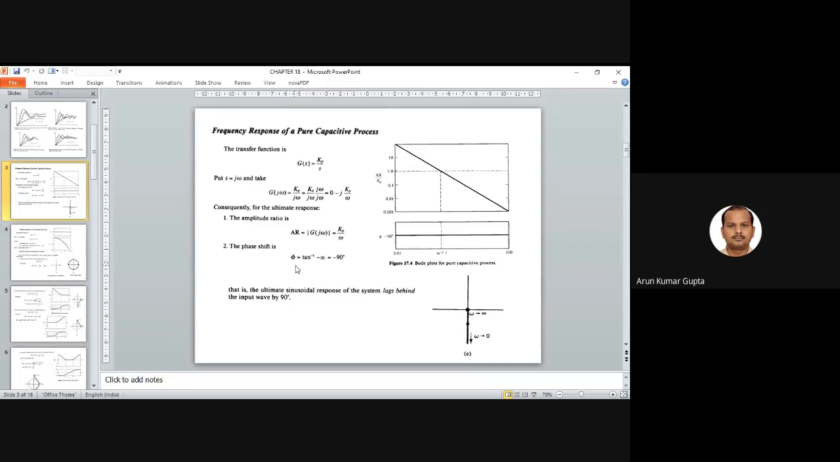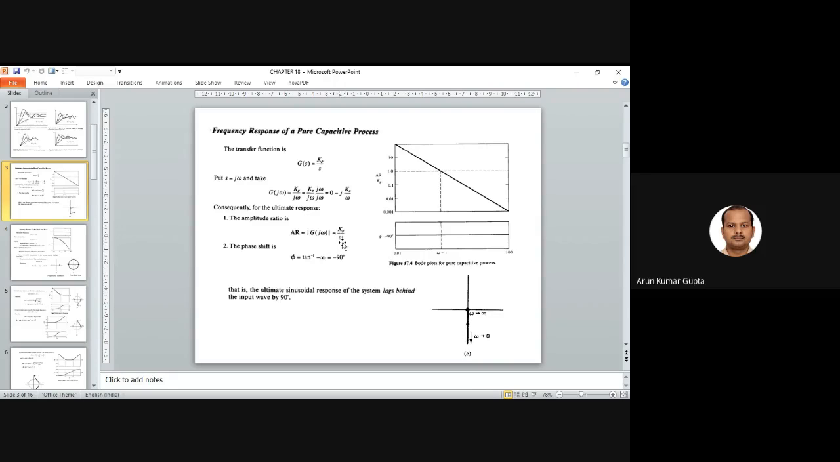And what about phi? Phi will be the imaginary part divided by the real part. The real part is 0, so that is infinite, so we have minus 90. So when you change omega to omega 1, omega 2, omega 3, the amplitude ratio will change, but what about the phase angle? For all omega, the phase angle is constant. This is minus 90, so it will be on this line, right?